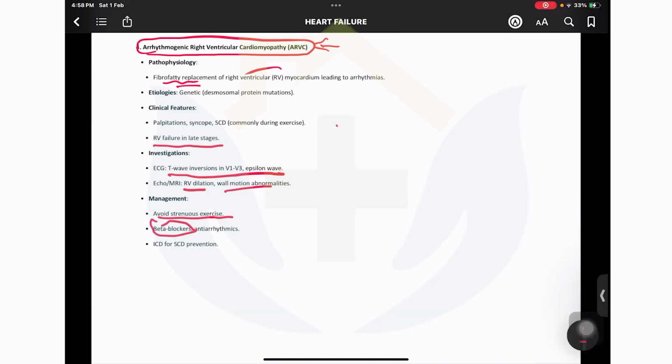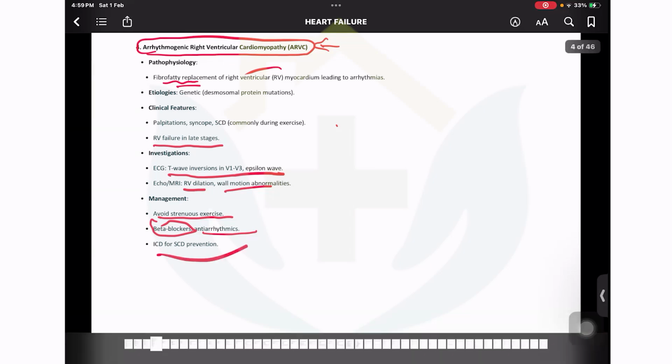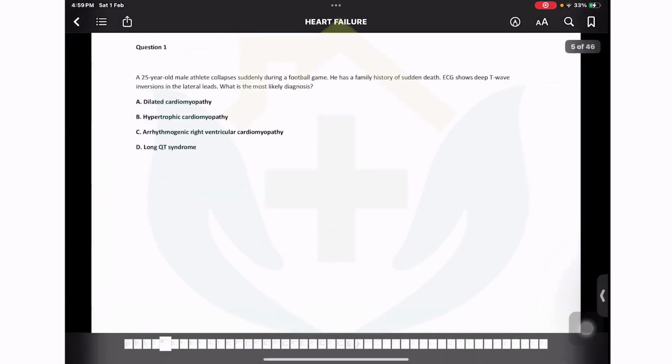Patients should always be on beta blockers to prevent arrhythmias, and sometimes they will require flecainide, procainamide, mexiletine and so forth, amiodarone. So many drugs they need to be on. Sometimes even digoxin we start in these patients to prevent arrhythmias. And you can put an ICD for prevention of sudden cardiac death.